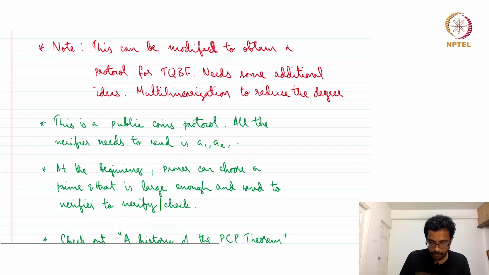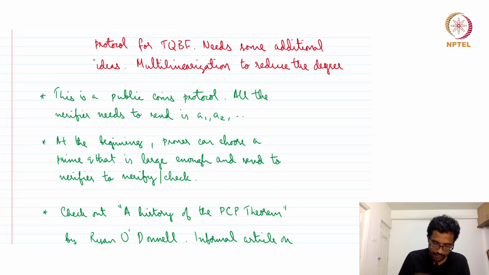And as I said, this is a public coin protocol, and I said that they both do it over some prime field. So once they know x, or once they know the formula, for instance, the prover can help, because he is all powerful, he can help choose a prime number that is roughly of the correct size and send it to the verifier, and the verifier can verify. The verifier can also decide that it is a prime number at his end.